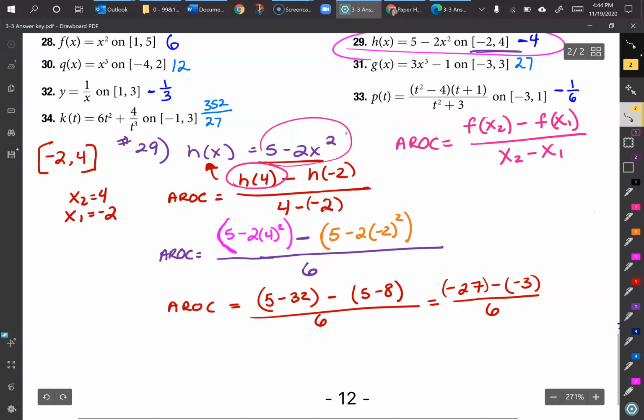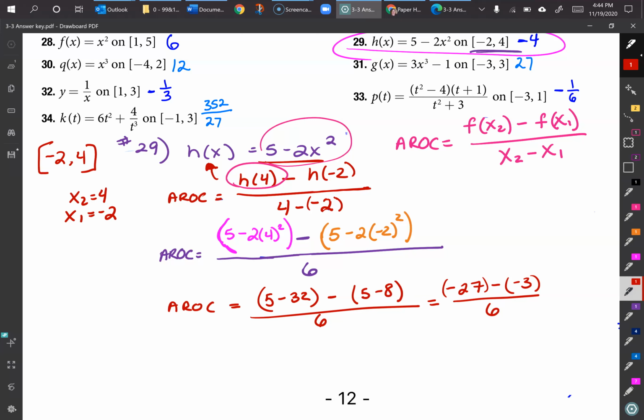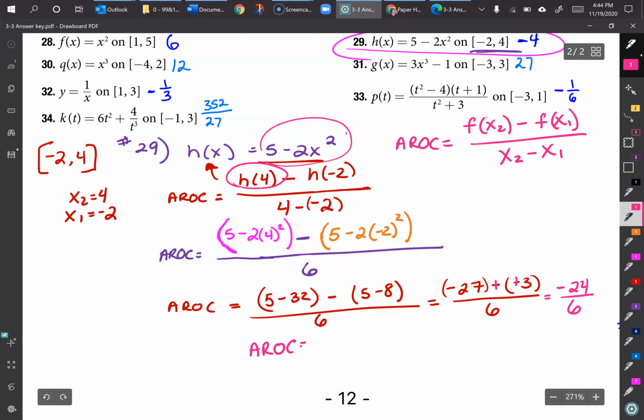Now be careful you don't look at this and inadvertently multiply by mistake. You still have a subtract operation. I just put them in parentheses there to hold my negatives well and organized. So then I have negative 27 minus negative 3. That's going to become a positive, so negative 27 plus a positive 3. That's going to be negative 24, all divided by 6, which gives me an average rate of change of negative 4 as my final answer.